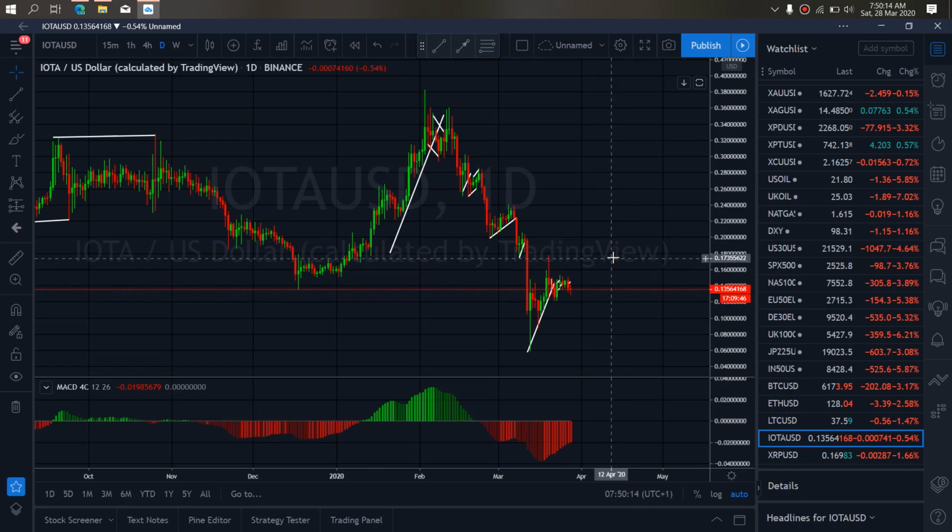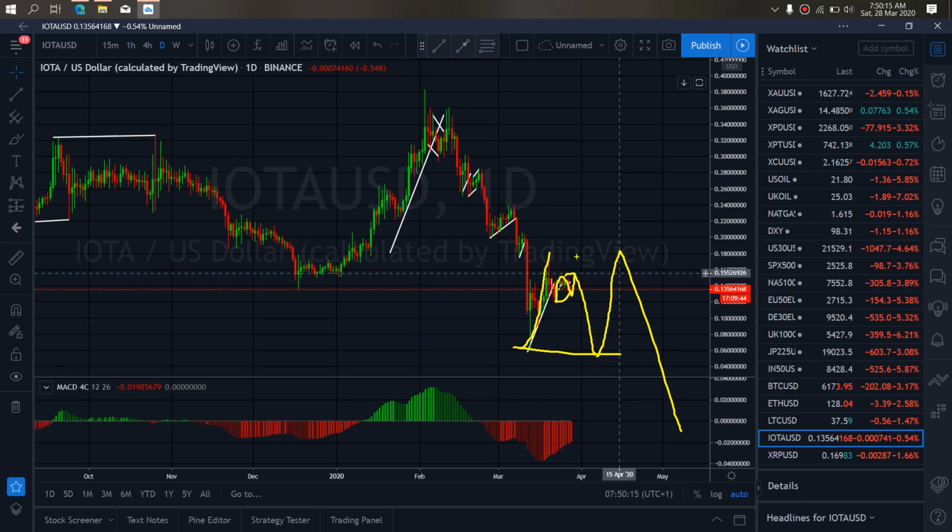On IOTA for this week, IOTA USD, at present they are preparing for a flat structure here for more drops to the downside. We see this as A wave. We expect them to drop for B, spike up for C before they resume the drop to the downside. So we want to watch out for this as it develops this week.